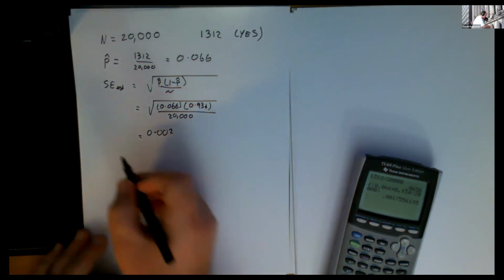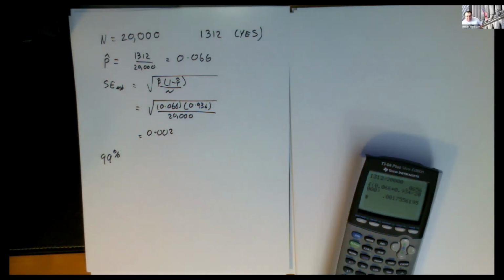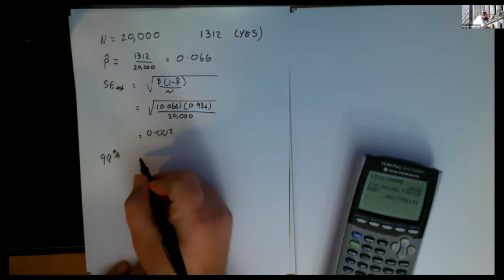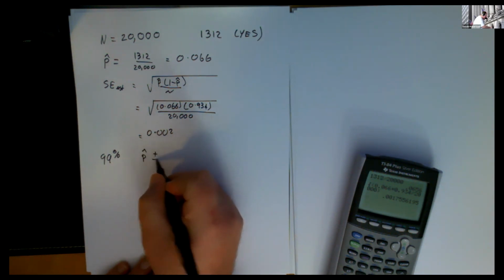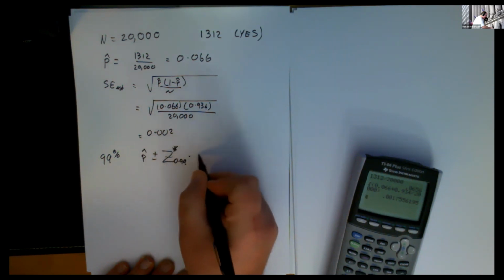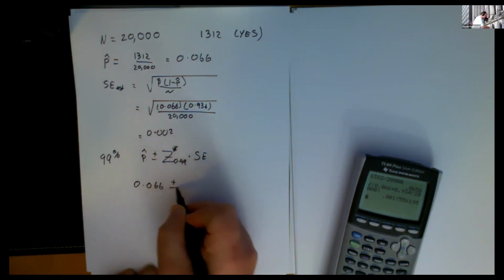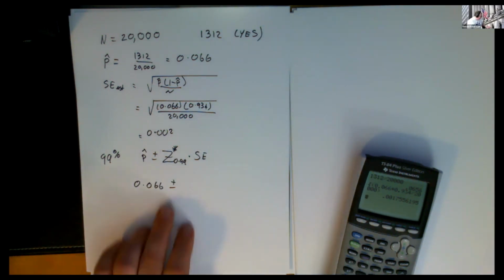Now, let's do a 99% confidence interval. When I'm finished here, I'm going to be 99% confident that my interval has the real answer for the population, all of Americans who watch TV. It's going to tell you what percentage of them like watching soap operas. So for a 99% interval, it's p hat plus or minus the magic number for 99 times your standard error. So it's going to be 0.066 plus or minus, anybody know what that guy is?